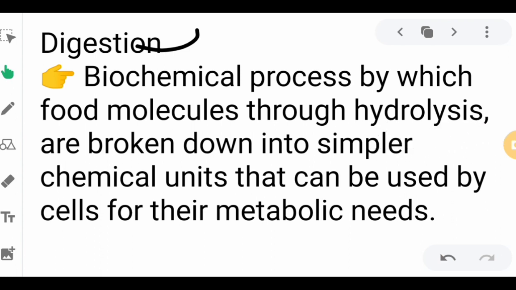When we say metabolic needs, this is the requirement for our body to produce energy, and that is from the carbs. Our body will convert that into usable energy. And when we say simpler chemical units, those are the monosaccharides and disaccharides, but the simplest of all are the monosaccharides. So that's the goal of digestion in our body.